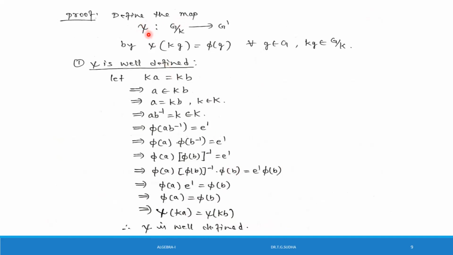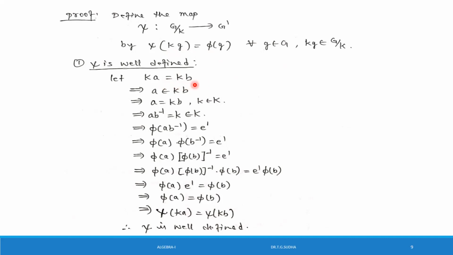Let us define the map psi from G/K to G'. We know that the elements of the factor group G/K will be of the form Kg, that is, the coset generated by g with respect to K. Let us give the mapping psi(Kg) = phi(g) for all g belonging to G and Kg belonging to G/K. First, let us prove that psi is well defined. Let us take two elements, Ka = Kb, and now let us show that the image of Ka will be equal to the image of Kb.